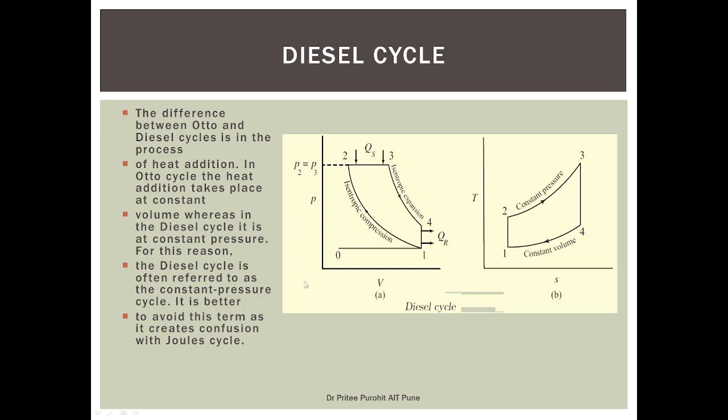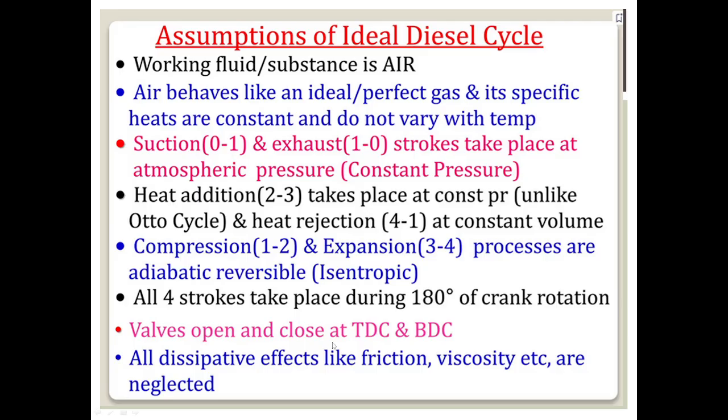Now the difference between Otto and diesel cycle is mainly observed here, where the heat addition process is constant volume in case of Otto cycle, but in case of diesel cycle it is constant pressure heat addition process. Rest of the process are similar.